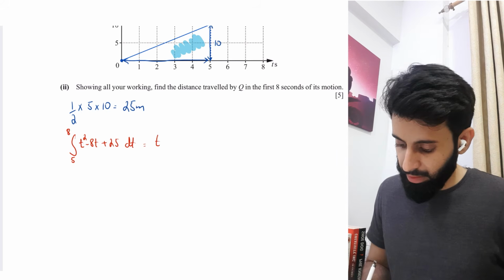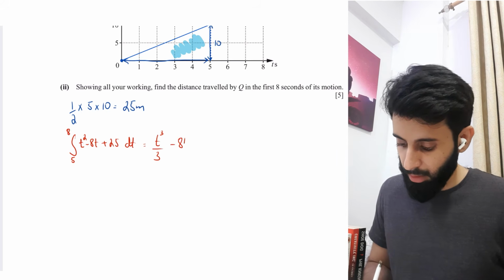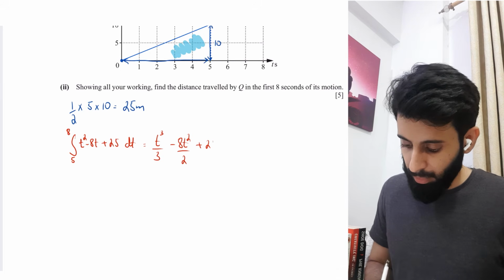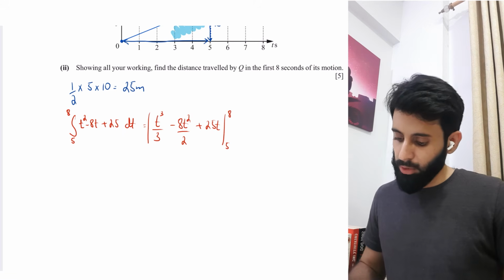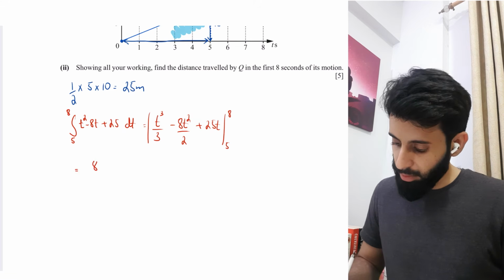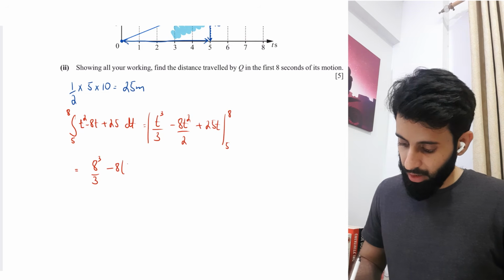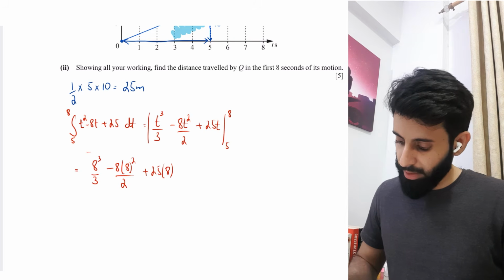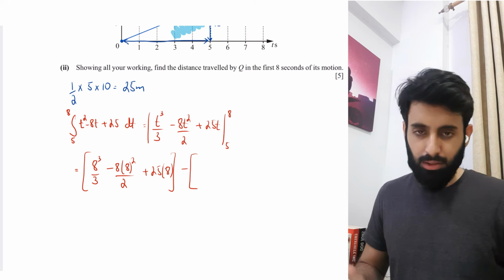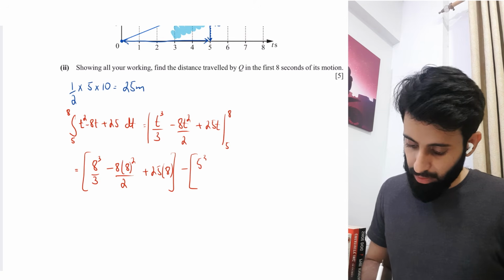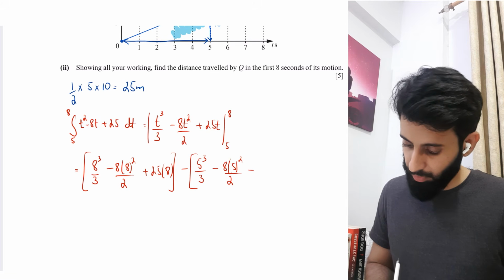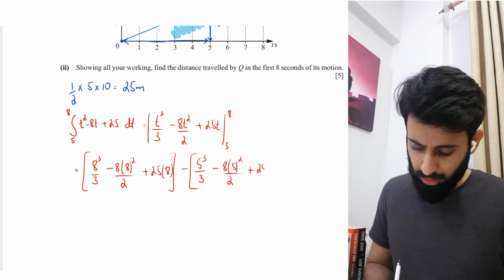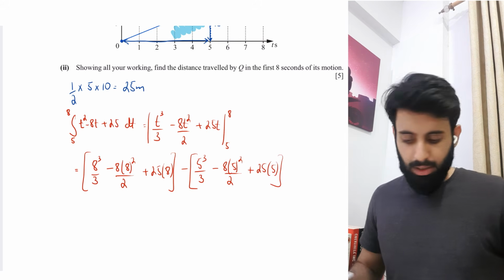Okay, so the integral of t squared is going to be t cubed upon 3 minus 8t squared upon 2 plus 25t within the limits 8 and 5. Okay, so one by one I'm going to plug in the limits. So we have 8 cubed upon 3 minus 8 into 8 squared upon 2 plus 25 times 8. And remember, whenever you're integrating within limits, you don't put a plus c because it just gets cancelled out even if you do. And then you're looking at 5 cubed upon 3 minus 8 into 5 squared upon 2. I should have simplified this, but anyway, it's okay. Plus 25 times 5. All right, so let's work this out one by one.